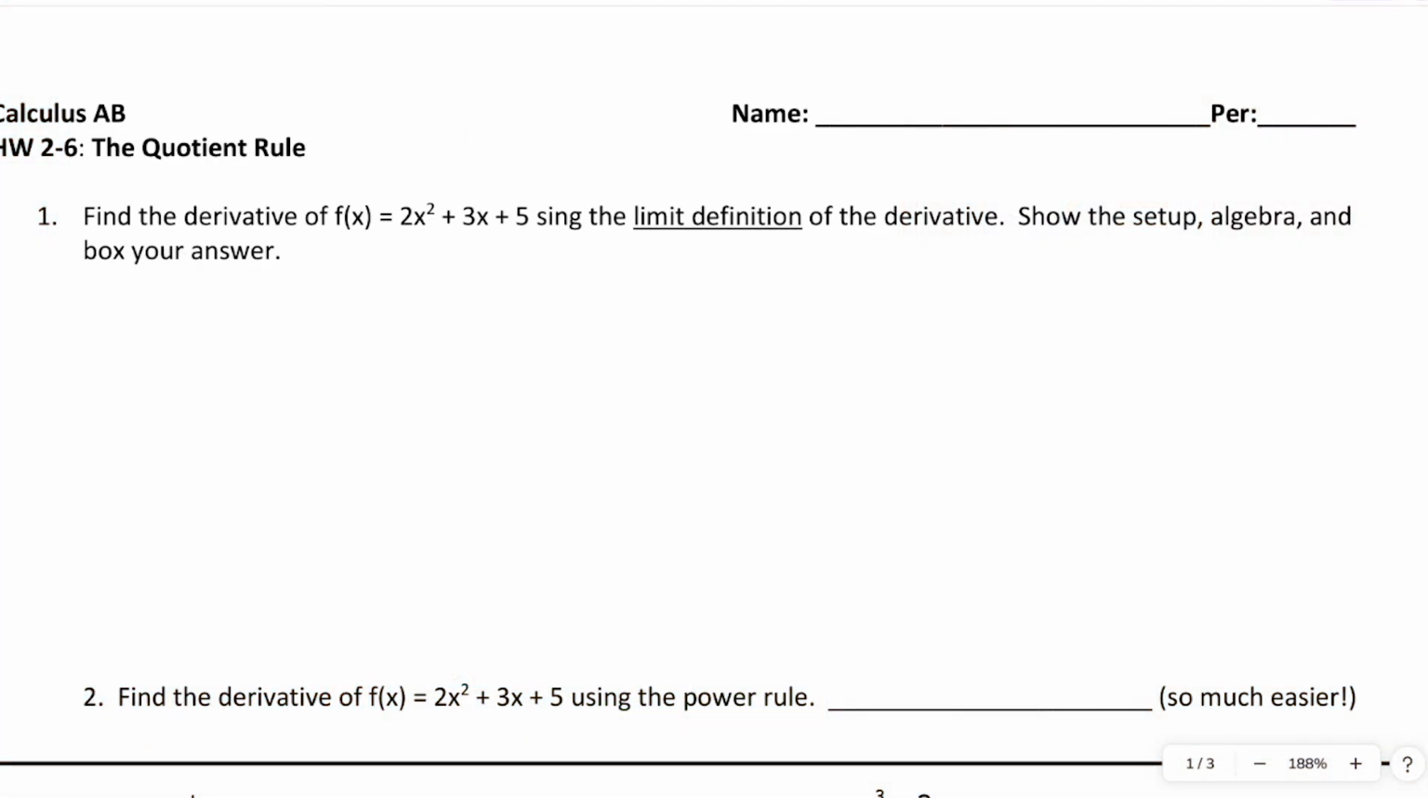Welcome back. In this homework, we're going to be going over the quotient rule, which is a way to find the derivative of a quotient of two functions that we already know how to find the derivative of. So this first question really has nothing to do with the quotient rule.